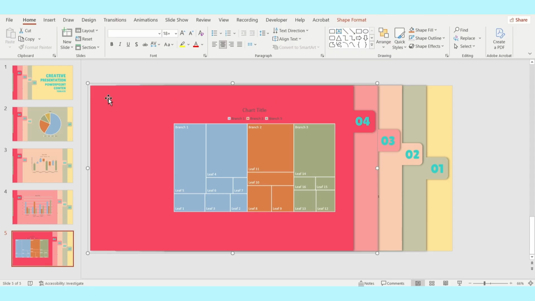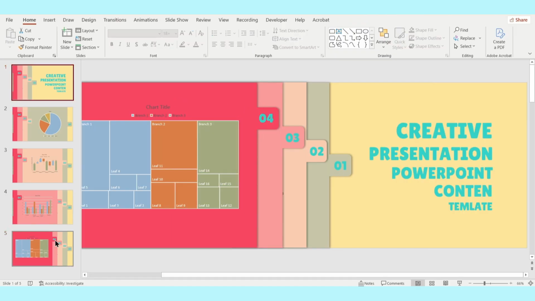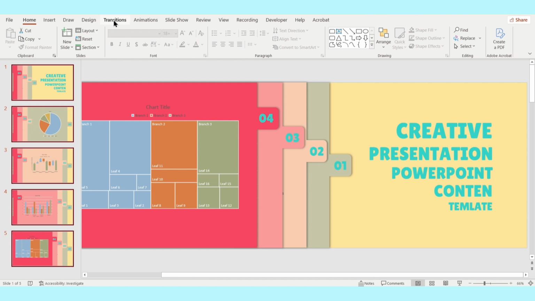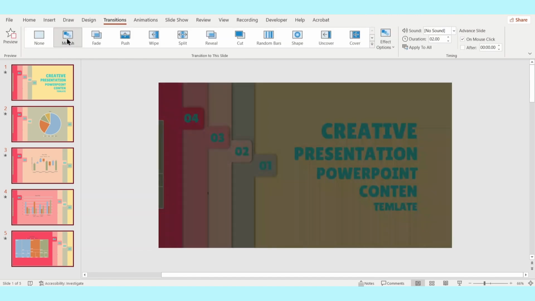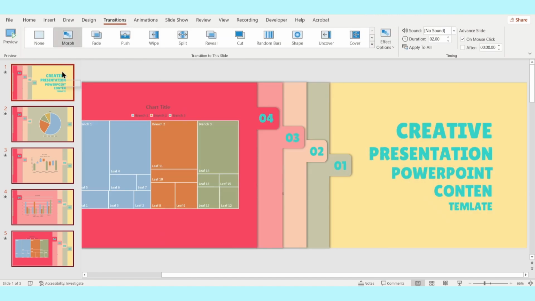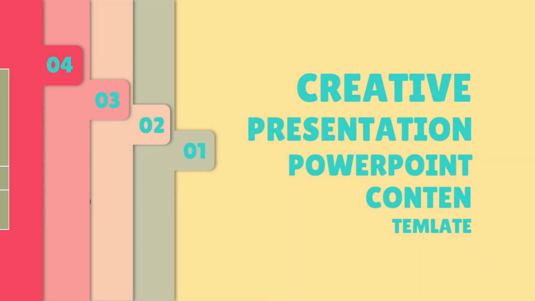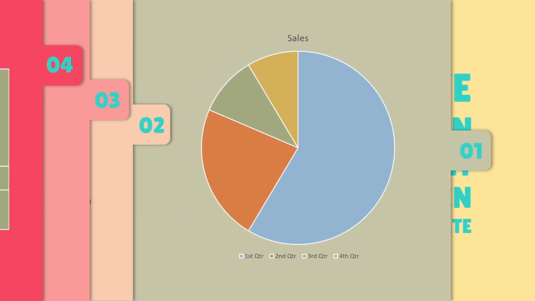Finally, select all the slides, just hold Shift and click through them. Then go to the Transitions tab, choose Morph, and apply it. And that's it. You've just created a smooth and stylish animated slide in PowerPoint.